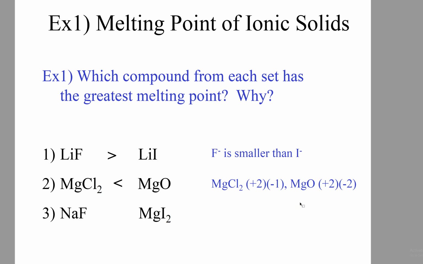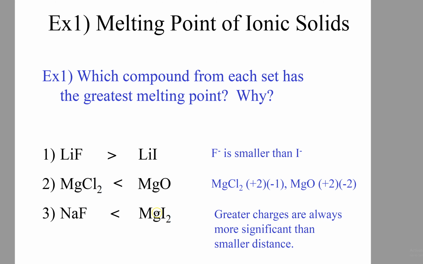Second, with NaF and MgI, here we're taking a look at the cation. Sodium has a positive 1, magnesium has a positive 2, and if you take a look at the charge overall, it's negative 1 and negative 1. So in this case, greater charges are always more significant than smaller distances. If I had a choice between these two, I'm always picking those. As an example, if it's something with a smaller radius, it's going to be more attractive.